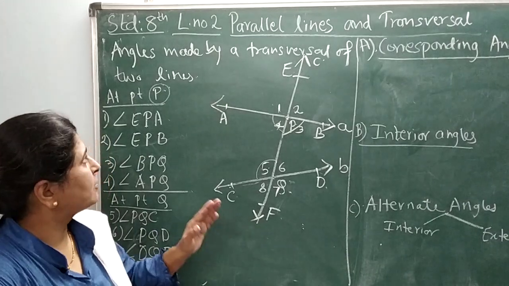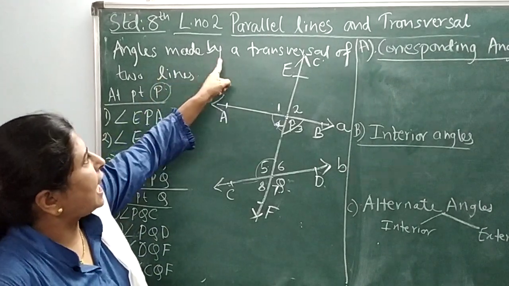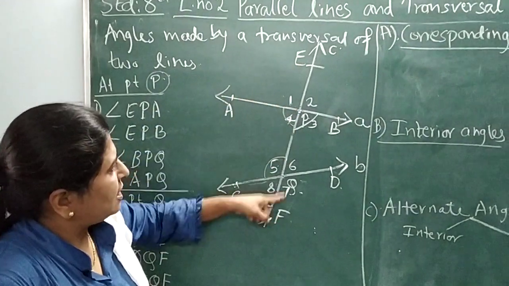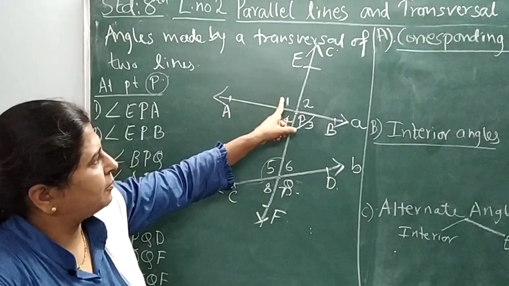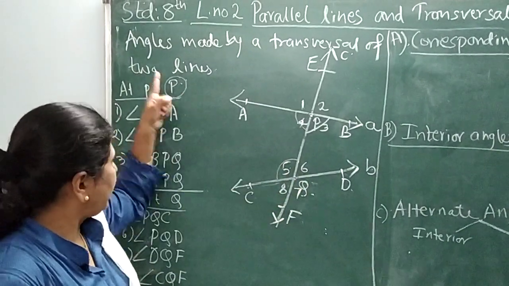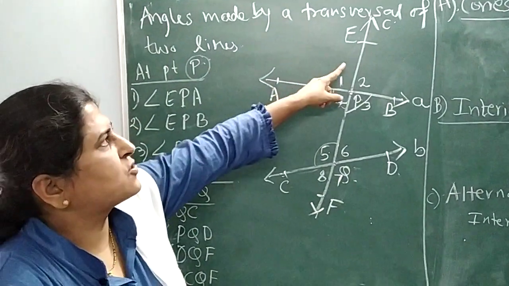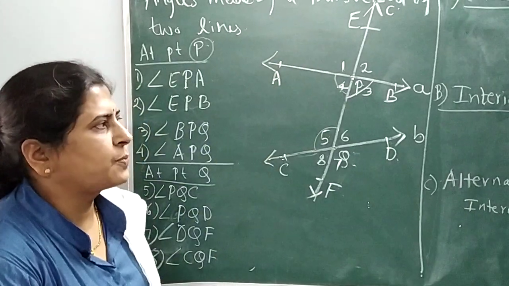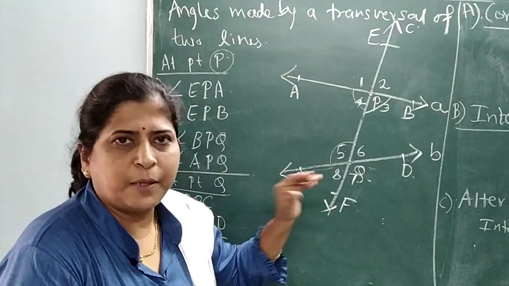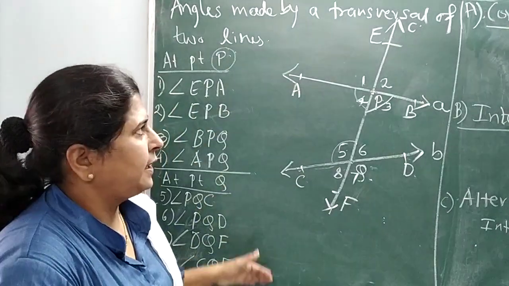So till now we have seen what are the angles made by a transversal by two lines. So this is the transversal, these are the two lines, angle number 1, 2, 3, 4, 5, 6, 7, 8. These are the 8 angles formed by this transversal with respect to the two lines. Now we are going to see pairs of different types of angles from these 8 angles.